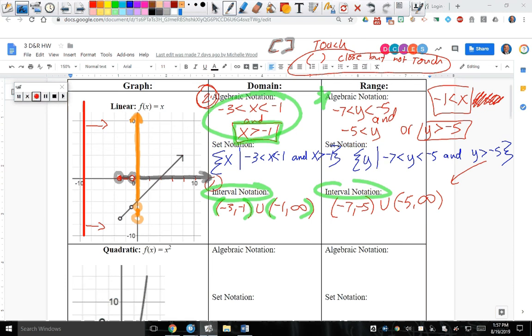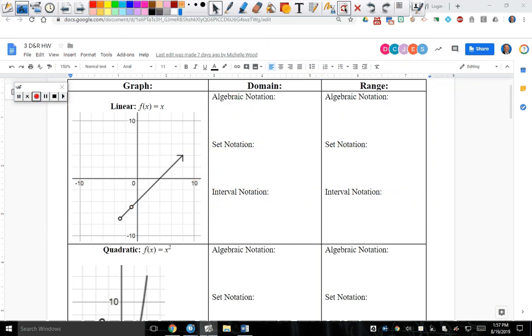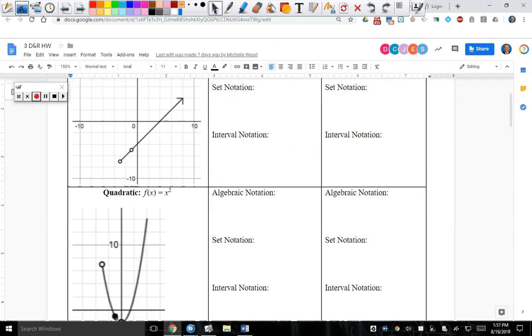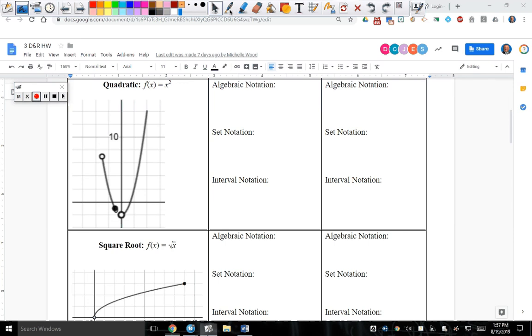Okay, so let's go ahead and go to this quadratic, x squared. Clear the screen. And let's look at the domain and range. Alright, so domain. We're scanning left to right with just a vertical line. Anyone? What's the first number that I'm going to write in interval notation?